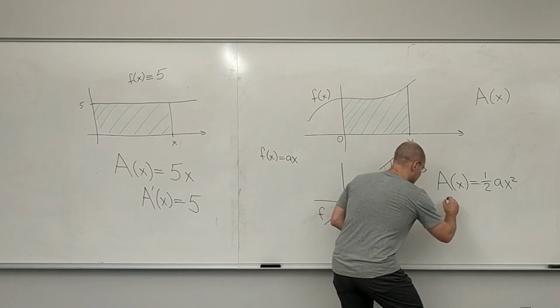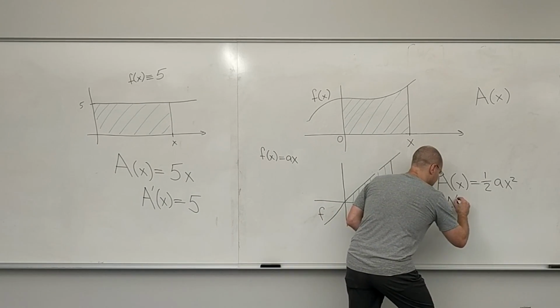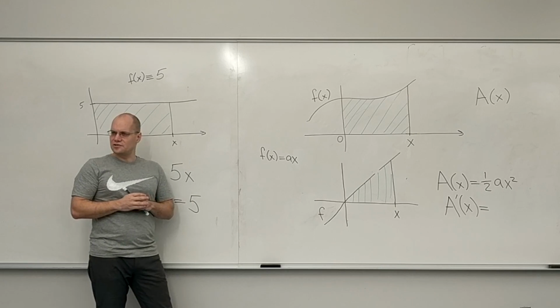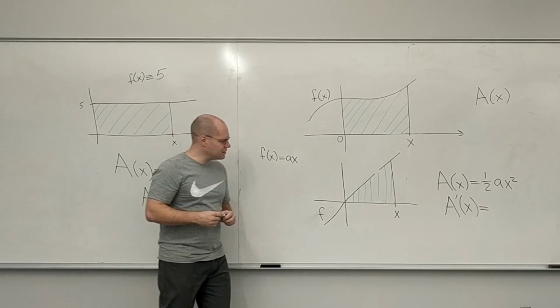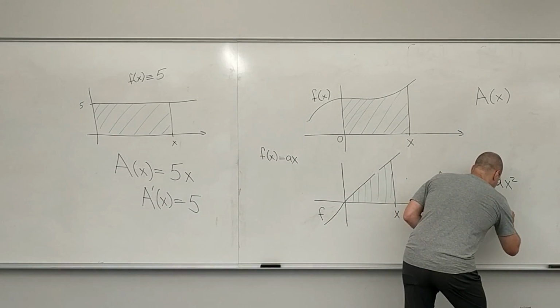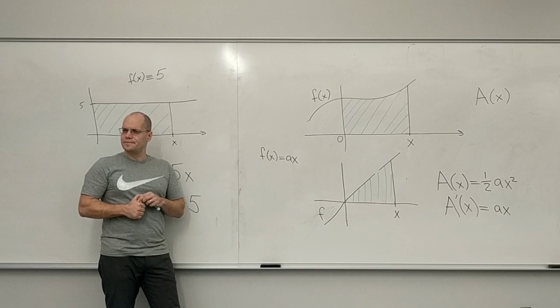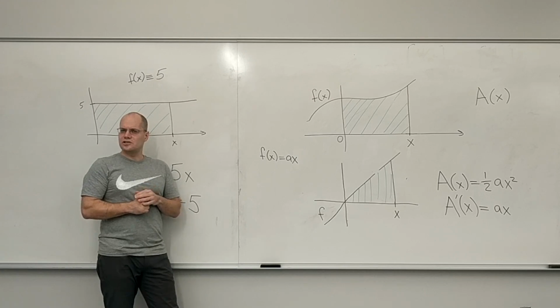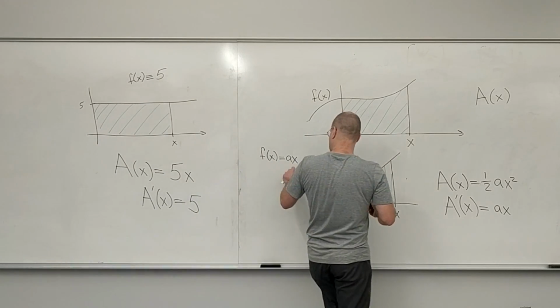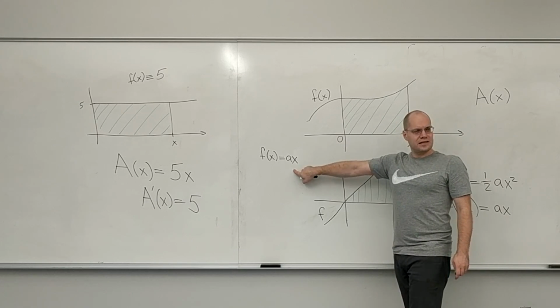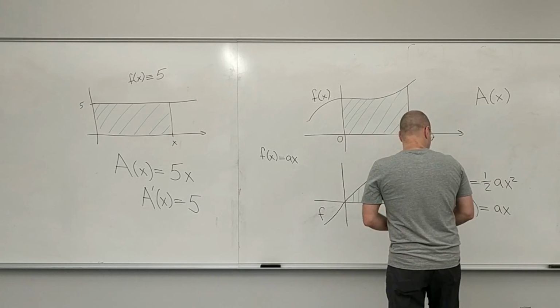Okay? Let's see how good you are at taking derivatives. What is A prime of x? Ax. You guys agree with me? Ax. The derivative is ax. Here's a puzzling thing. It's just the value of the function itself, not its slope, right? This actually equals f of x, right? Look right here. It equals f of x. It's the value of the function itself.